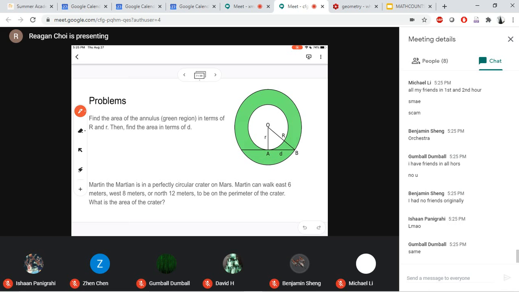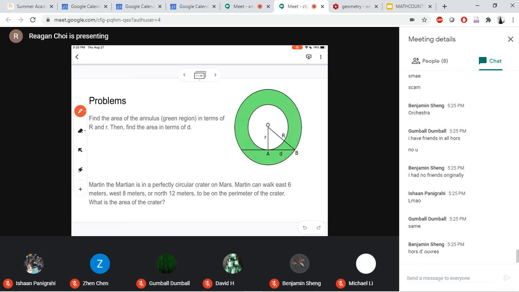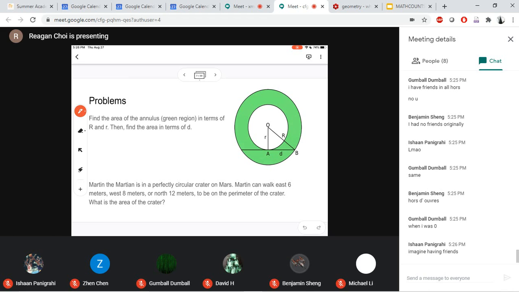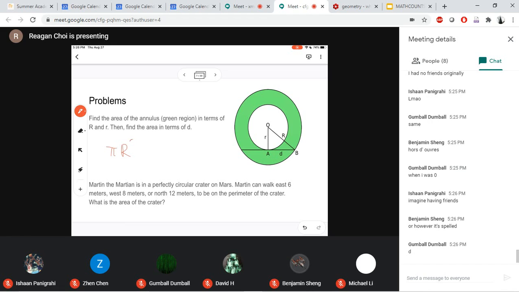Alright, so the first thing is just something to know instead of really a problem. So you can subtract areas and get the area of the big circle is pi R squared with a big R, and the area of the small circle is pi r squared. So that's the answer to the first part.